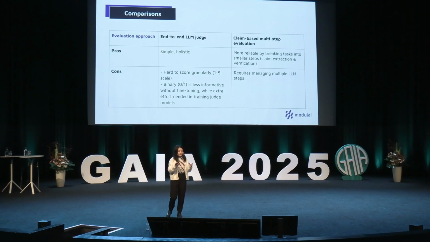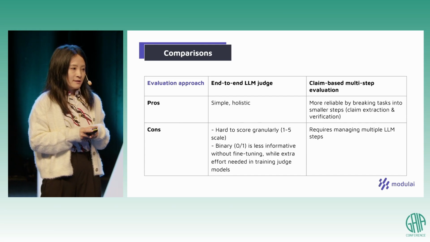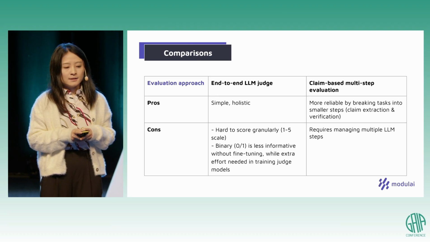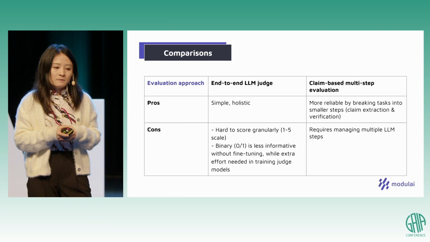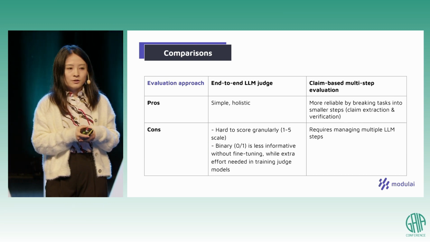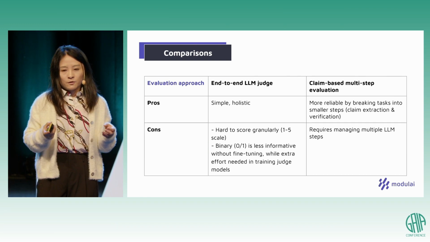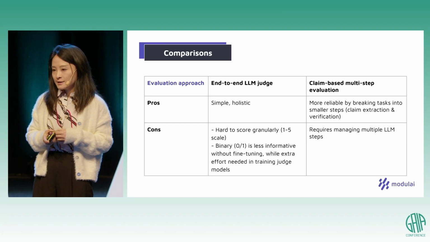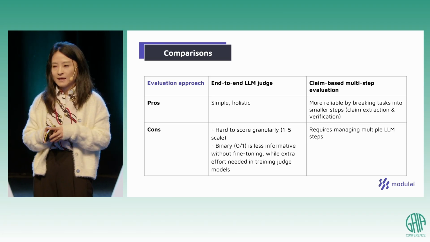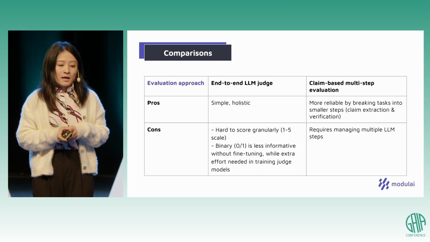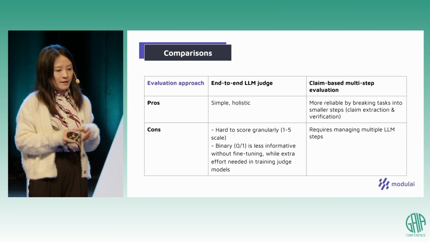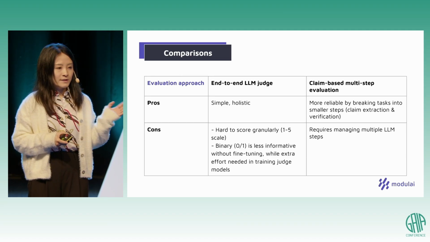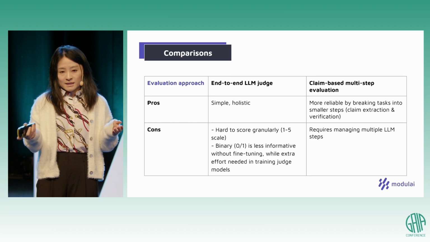Now let's compare those two approaches. The end-to-end LLM judge is a simpler approach. It evaluates the RAG system holistically. But the problem is that it is really hard to score something granularly. Even for us humans, giving a score between 1 to 5 can be tricky sometimes. It would be easier if we ask the LLM judge to score in a binary way, giving a score of 0 or 1, but this is also less informative.